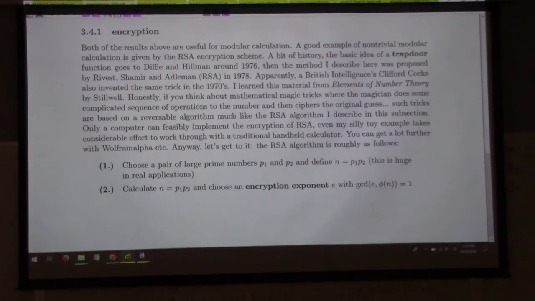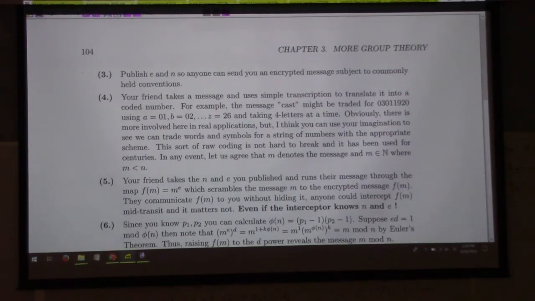Step 3, you publish the encryption exponent e and n, which is the product of the primes, so that anyone can send you an encrypted message subject to the commonly held convention. For example, you might use the alphabet code. You can take any string of letters and parse them into so many and come up with numbers that correspond to that. That's up to you guys, or whoever you are coding. I'm sure there are common conventions here. I like the alphabet code, 0 to 26, take 4 letters at a time, something like that.